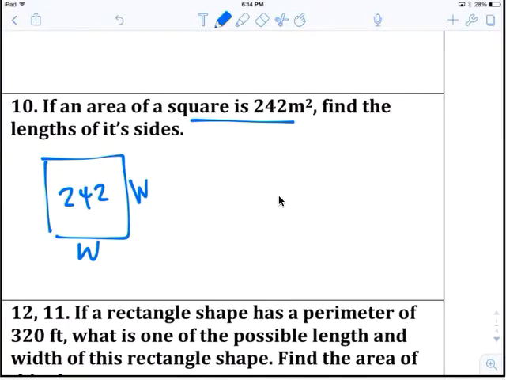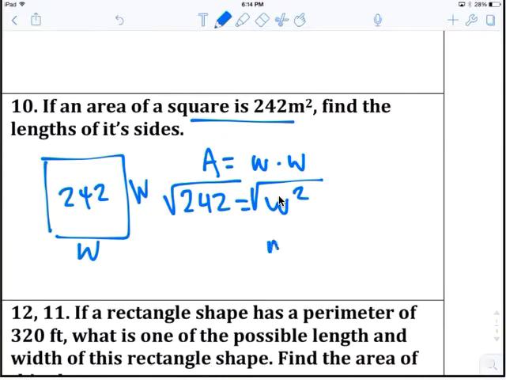So we know that area has to equal W times W, right? And it has to equal, in this case, length times width. We'll put both as width because they're the same number. So 242 equals W squared. Take the square root of that. So each width is, okay.